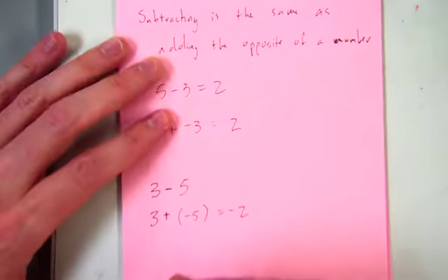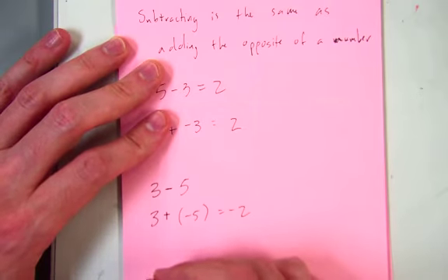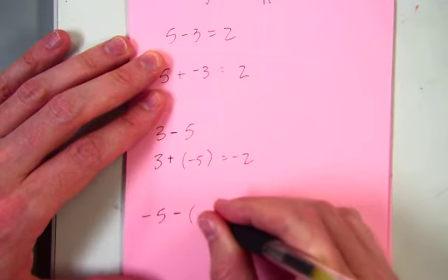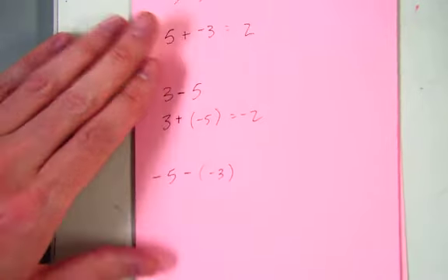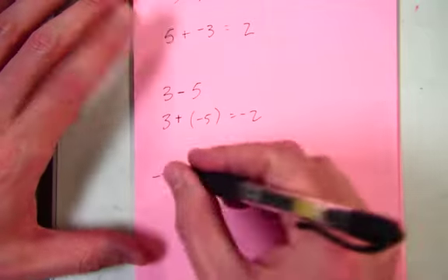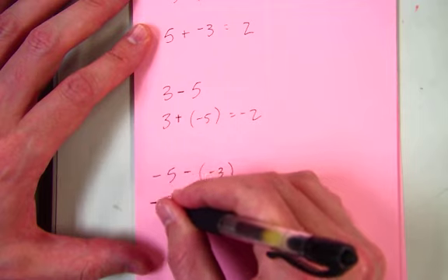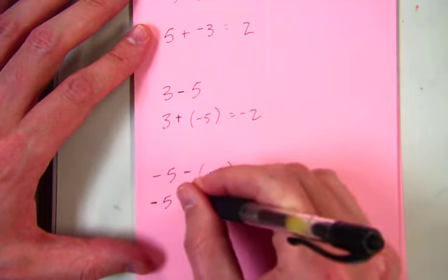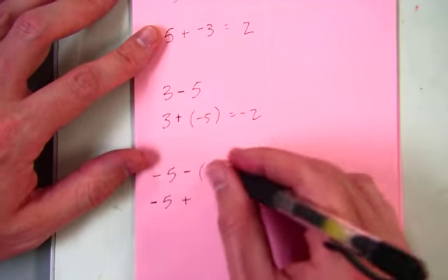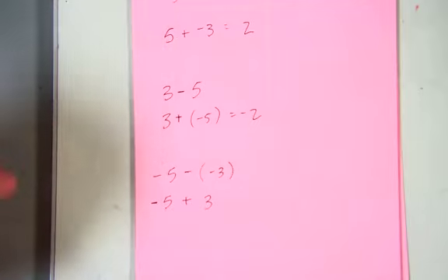Okay, so let's try this a couple more times. Might have something like negative 5 minus negative 3. Okay, so again, we're not going to learn new rules for subtracting integers. What we're going to do instead is just rewrite this subtraction as an addition problem so we can use the addition rules that we've already learned. So I'm just going to bring that first number down. We're going to change our subtraction to addition, and then we're going to take the second number and replace it with its opposite. So the opposite of negative 3 is 3.